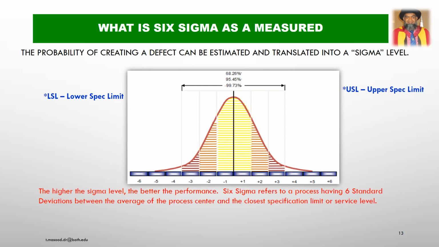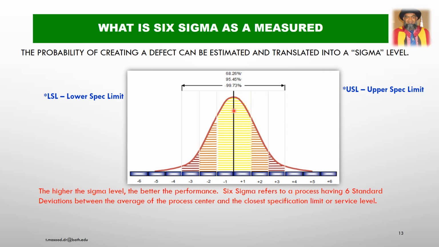What is 6 sigma as a measure? The probability of creating a defect can be estimated and translated into sigma levels. As I discussed in my earlier slide, we have 2 limits: the LSL, lower specification limit, and the upper specification limit, minus 6 to plus 6 sigma values. As you can see here, from large deviations to minimum deviation, you have 68.26%, 95% and then 99%. So the higher the sigma level, if you go to minus 6, minus 7, minus 8, the better the performance.